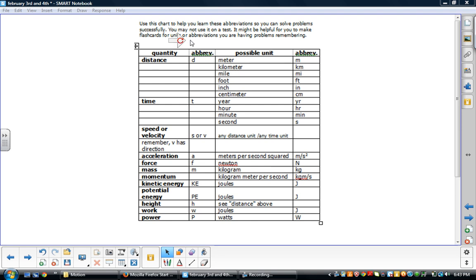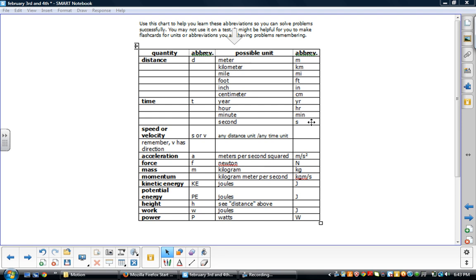So D is the abbreviation for distance. T is the abbreviation for time. Speed is abbreviated with an S. Velocity is abbreviated with a V. And these are the possible units that you can use to measure those quantities. So distance can be measured with meters, kilometers, miles, feet, inches, centimeters, etc. And here are their abbreviations. Time could be measured by years, hours, minutes, seconds, etc. And here's their abbreviation.